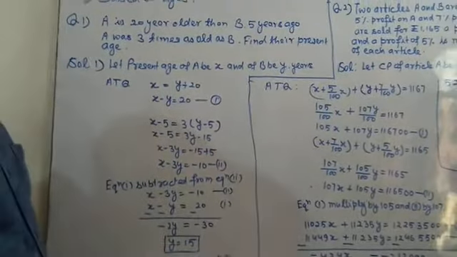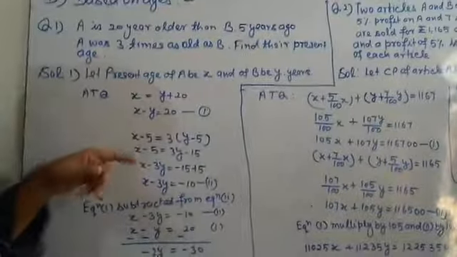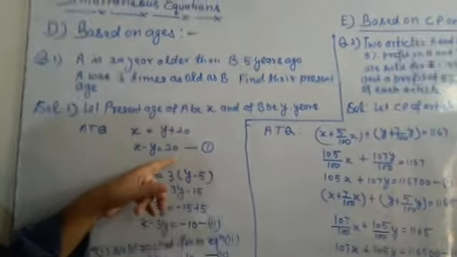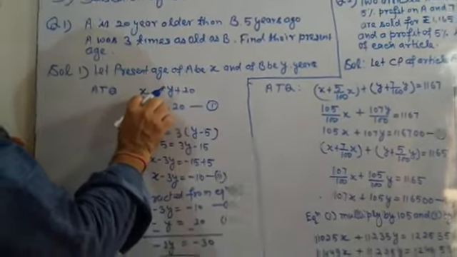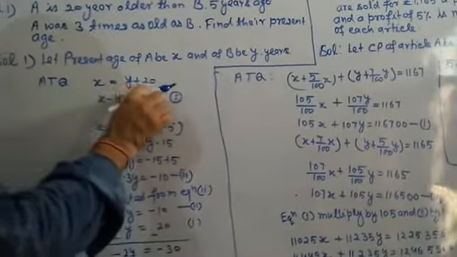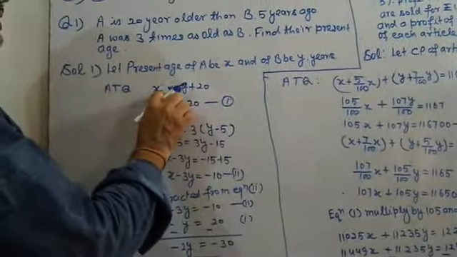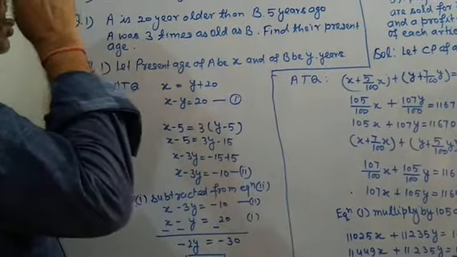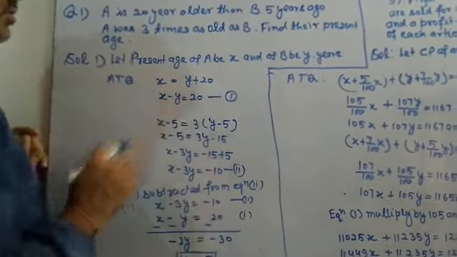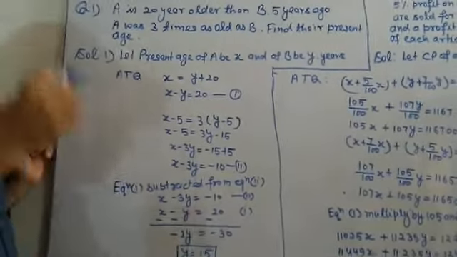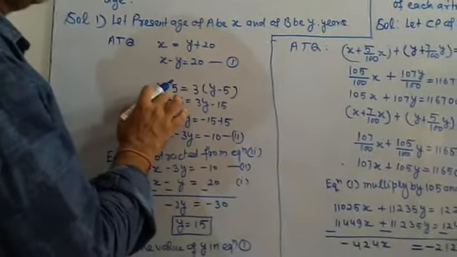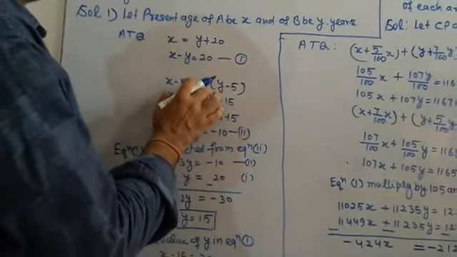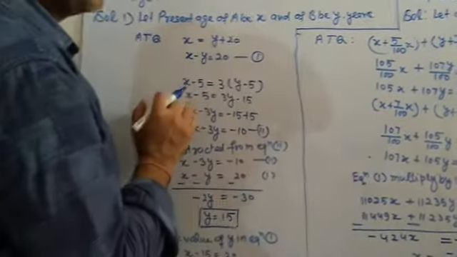According to the question, x equal to y plus 20, x minus y equal to 20. As given here, the age of A is 20 years older than B, so x equal to y plus 20 or x minus y equal to 20. This is the first equation. Second step, x minus 5 years ago equal to 3 times y minus 5.